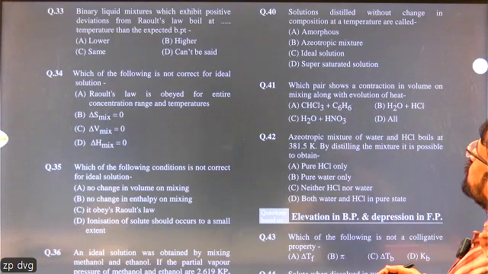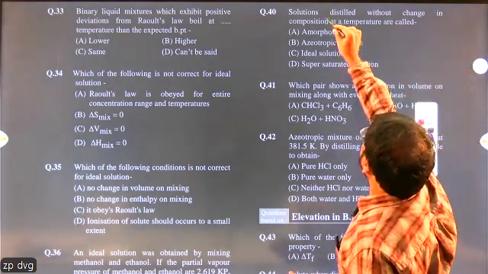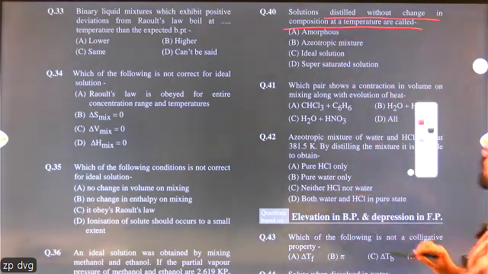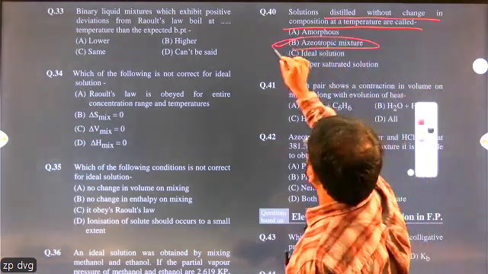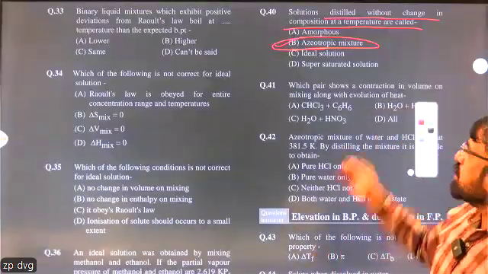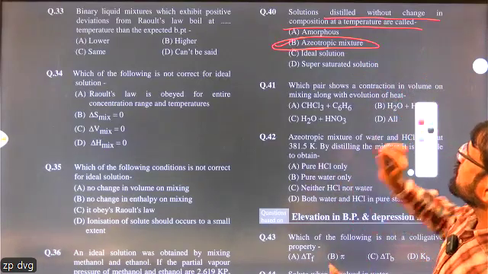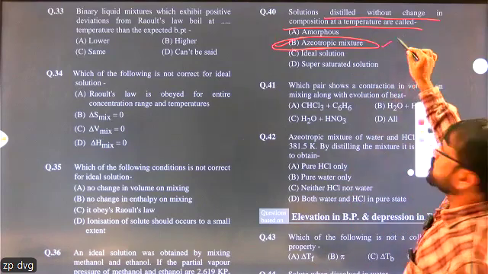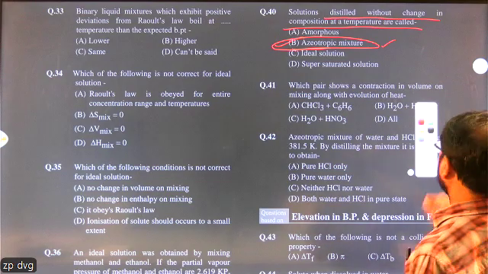See this. Solutions distilled without change in composition at a temperature are called azeotropic mixtures. In the case of an azeotropic mixture, we cannot separate the components by distillation. Therefore, there is no change in the composition of that solution. So those solutions are known as azeotropic mixtures. That is question number 40.